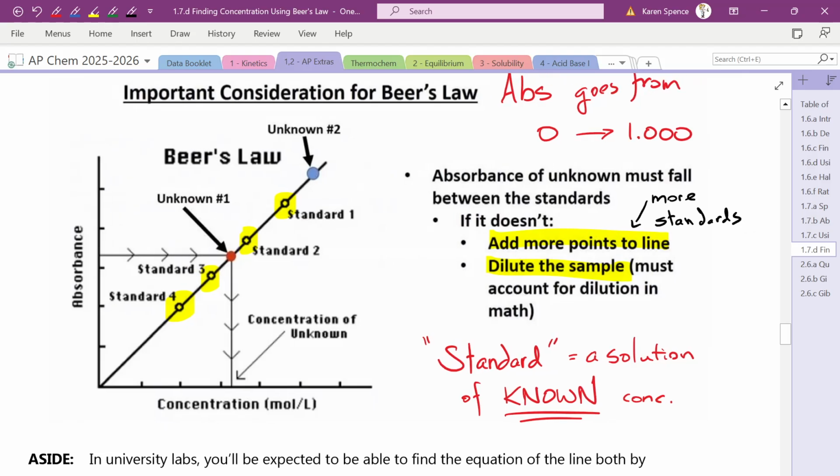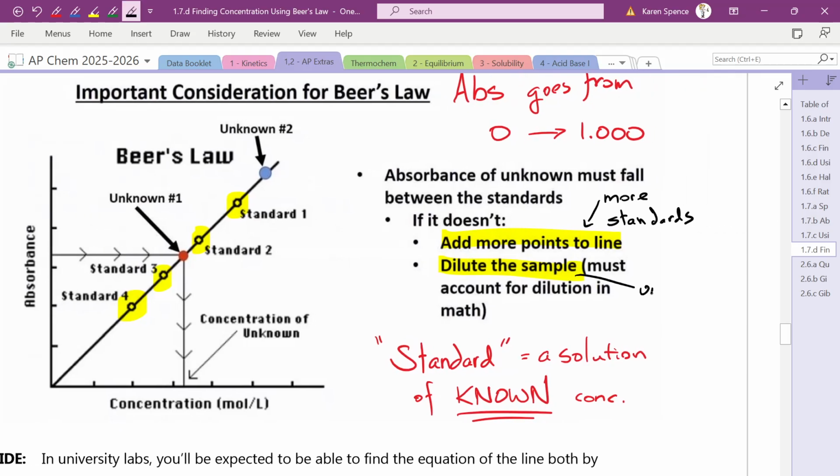Or you can dilute the sample, and the sample is the unknown, because right now its concentration is too high to fall between the known standards, yes? But you could dilute it. You could do a 1 in 2 dilution or something like that, make it half of its concentration, and then it will fall within, and then you would just have to double your concentration to find the original concentration. Does that make sense? Yeah?